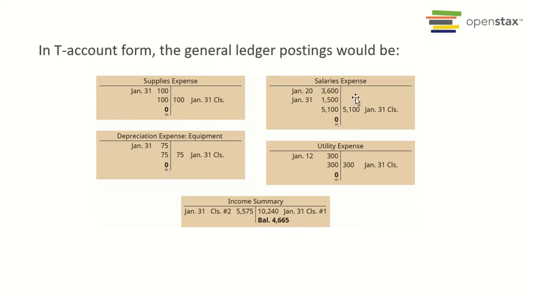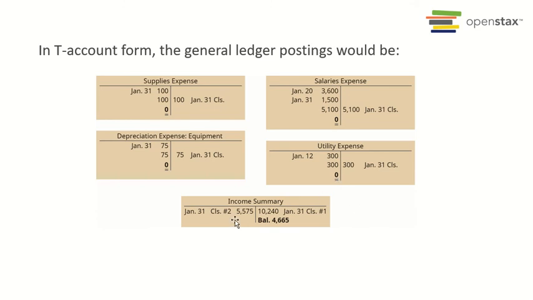Salary expense, we had a debit balance of $5,100. Our closing entry is to credit salary expense $5,100. Now our salary expense has a zero balance. Utility expense had a balance of $300. We made a credit entry of $300 to utility expense. Now our utility expense has a zero balance. We zero out all the expense accounts.